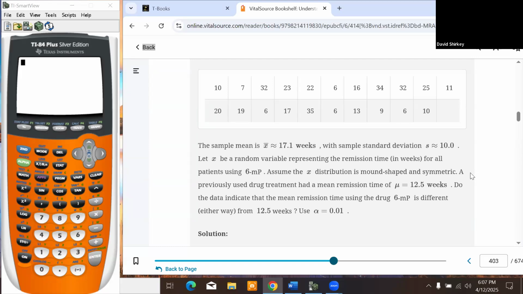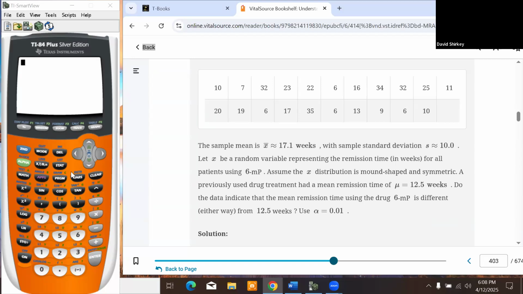All right, check it out. Assume the X distribution is mound-shaped and symmetric, right? So we can apply the rule for a mound-shaped distribution. It's already mound shaped. A previously used drug shipment had a mean remission time of mu equals 12.5 weeks. Do the data indicate that the mean remission time using the drug 6-MP is different either way? So it's a two-tailed test from 12.5 weeks. We're using an alpha level of significance at 0.01.